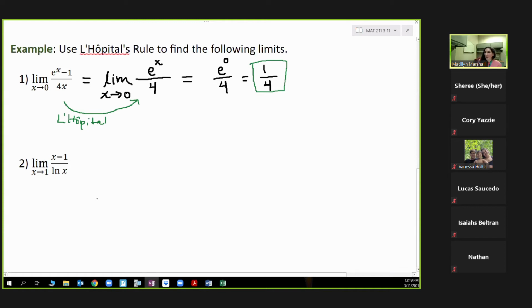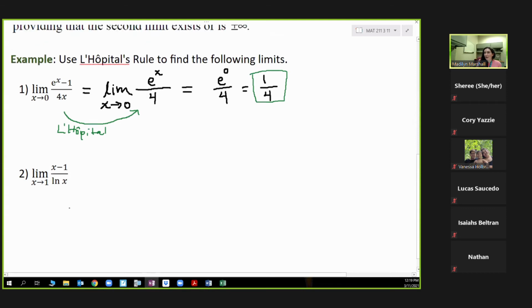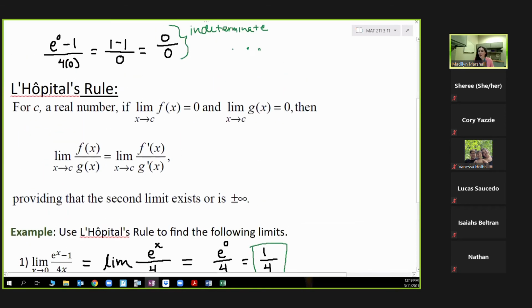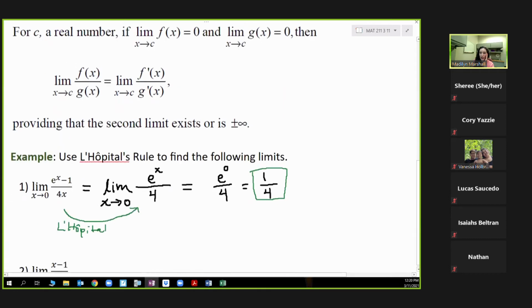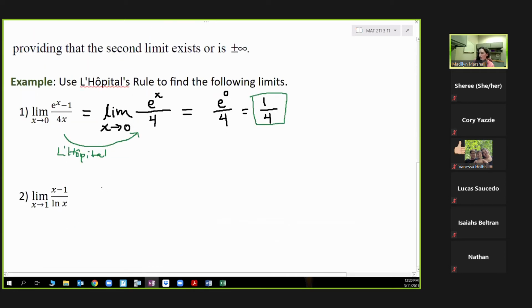So let's try it again. I want to highlight before we go farther: this only works if this is a 0 over 0. There's actually one more that it works for, which we'll see. But if we can get the limit from plugging in c, L'Hopital doesn't work after that. So we always need to check to make sure that we do have an indeterminate form.